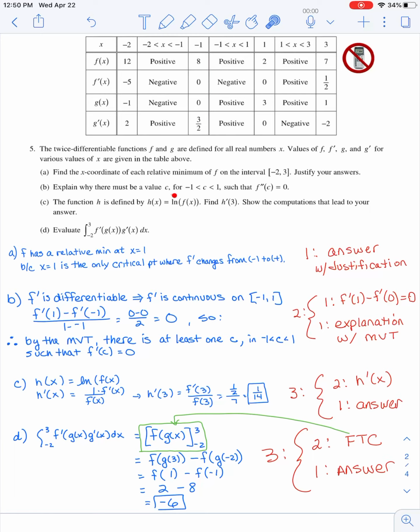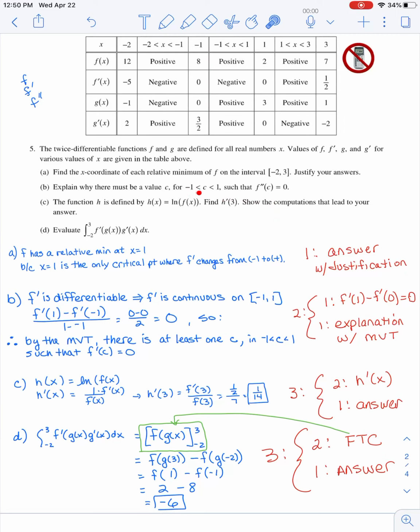Explain why there must be a value c in between -1 and 1 such that f double prime of c is equal to 0. All right, so normally, this might confuse some people because we're trying to find out when f double prime equals 0, but it's the same thing as when before you had to go from f to f prime. Well, now we're going from f prime to f double prime. So it's really not a big stretch. So let's take a look.